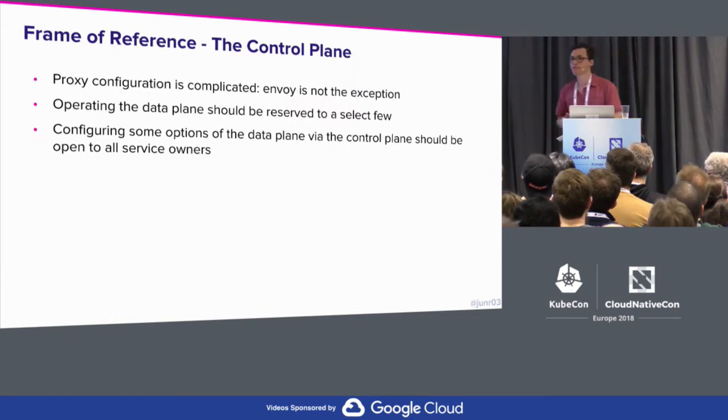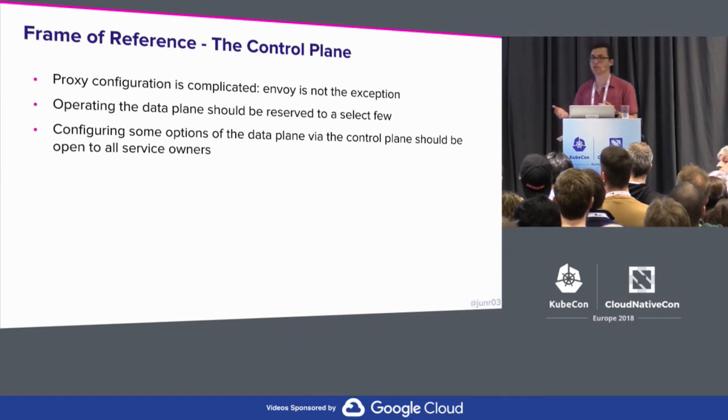So the frame of reference I want to talk about here, for hiding this complexity from that topology, is really configuration management. Configuration management for proxies is complicated, and really Envoy is no exception to this.